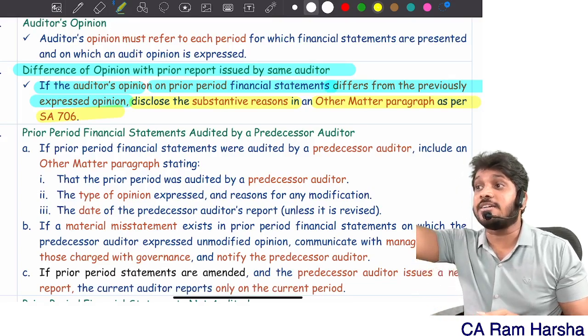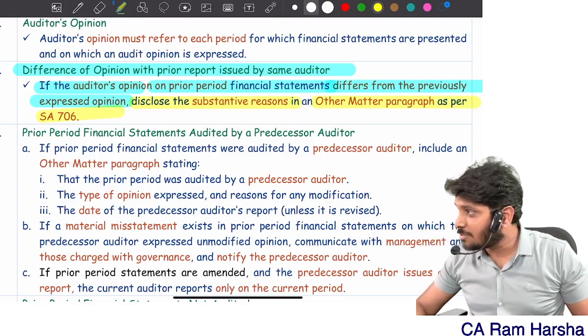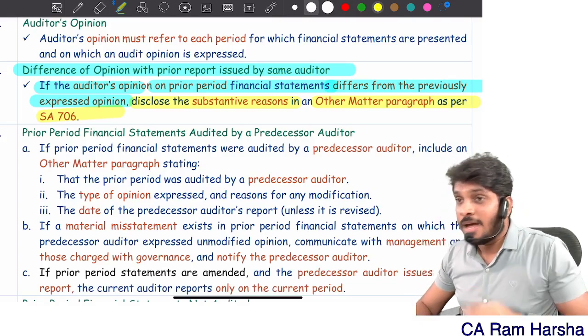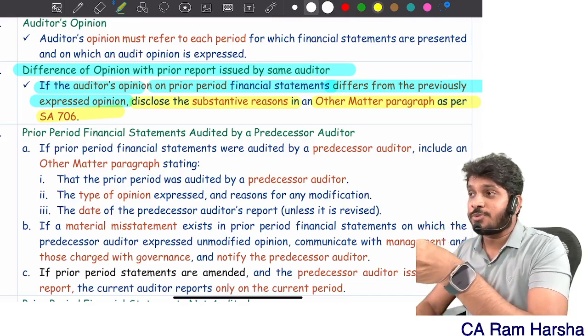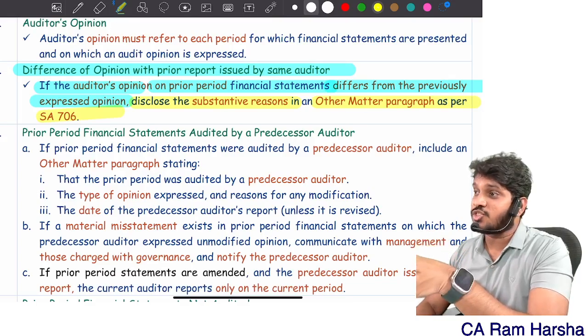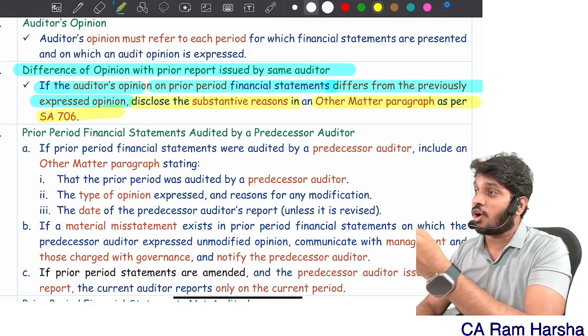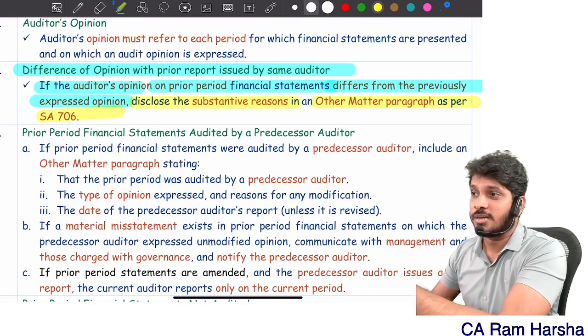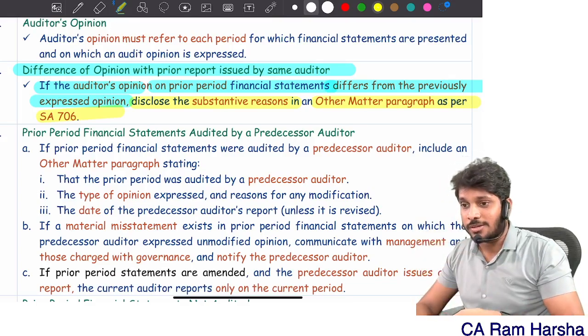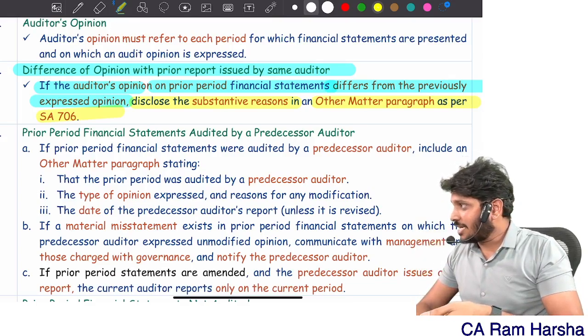This is the audit wording meaning. You remember in SA 706, the other matter paragraph? Other matter paragraph is a paragraph in the auditor's report that refers to a matter other than those presented or disclosed in the financial statements that, in the auditor's judgment, is important for users' understanding of the audit, the auditor's responsibilities or the auditor's report. We understood. Are you getting it? Very simple.